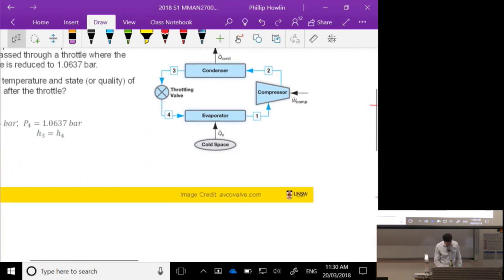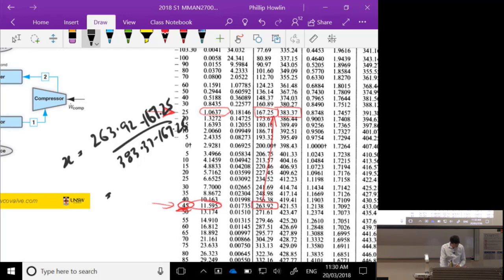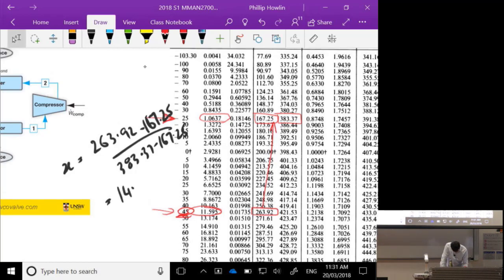So what is the quality? Quality X will be the enthalpy we have, 363.92, minus the enthalpy if it was all fluid at minus 25, divided by the enthalpy if it was all gas, minus the enthalpy if it was all fluid. And my math says it's got a quality of about 14 and a bit percent. So not much of it is vapor. A lot of it is still fluid, but the temperature has seen a massive temperature drop.